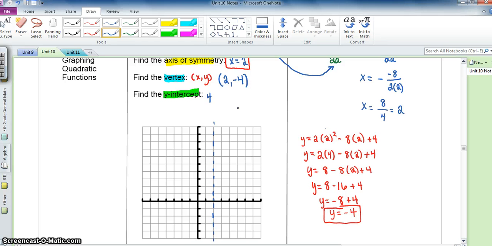What I'm then going to do is plot my vertex. The vertex is at 2, negative 4. So I'm going to go ahead and plot 2, negative 4. It then tells me it has a y-intercept at a positive 4. This is the y-axis, so I'm going to plot the positive 4 on this axis. Now if this is my axis of symmetry, it means whatever's on the left-hand side here.